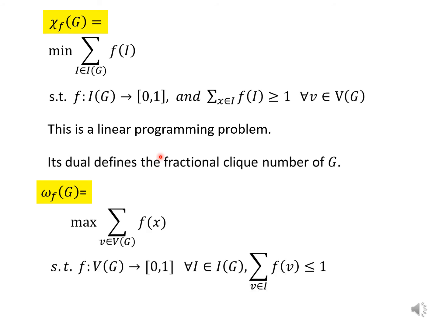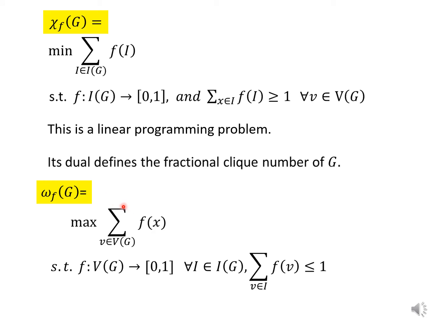Now, what is the dual? The dual is that you assign a weight to each vertex of this graph, so that the constraint is: for every independent set, the weight of that independent set, that means the summation of the weights of the vertices in that independent set, is at most 1. And then you try to maximize the total of these weights over all the vertices. This is the dual of this linear program. And this defines the fractional clique number of G, which is denoted by omega_f(G).